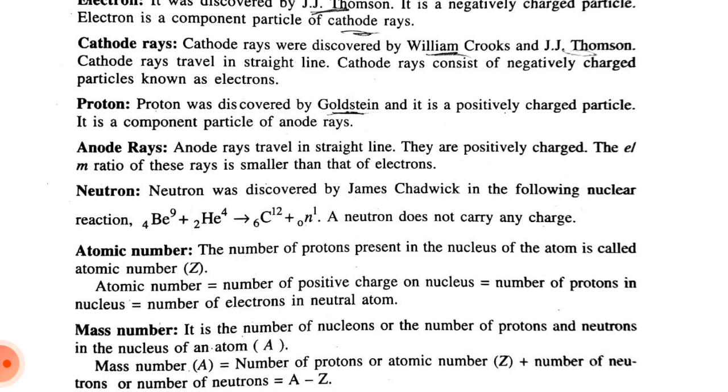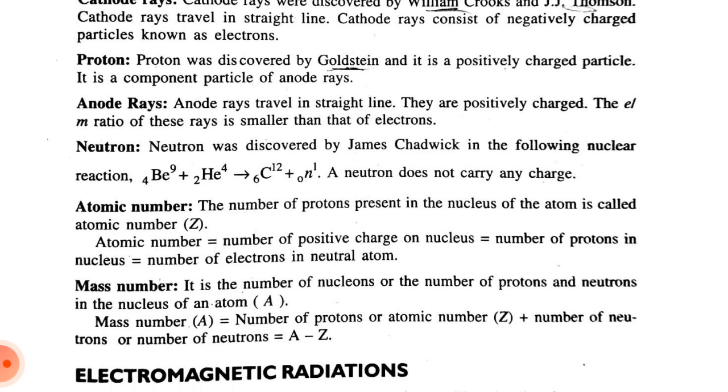Neutron. Neutron was discovered by James Chadwick in the following nuclear reaction: beryllium, atomic mass 9, atomic number 4, plus helium, atomic mass 4, atomic number 2, gives the product carbon, atomic mass 12, atomic number 6, and neutron with atomic mass 1, atomic number 0. A neutron does not carry any charge.